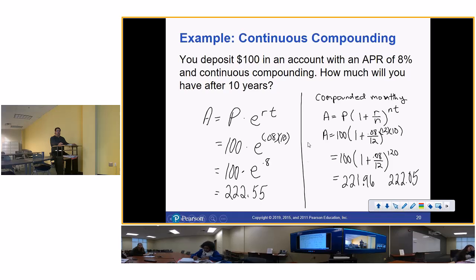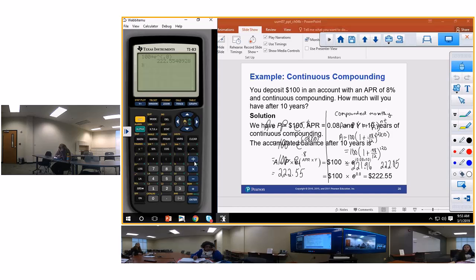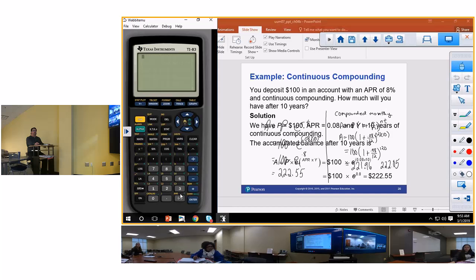Let's take our handy dandy calculator and see what happens. Oh my gosh, this is killing me because now I got the answer sheet out. Okay, I'm fixing to do it, so y'all just chill. 0.08 divided by 12 plus 1 raised to the 120th power times 100.